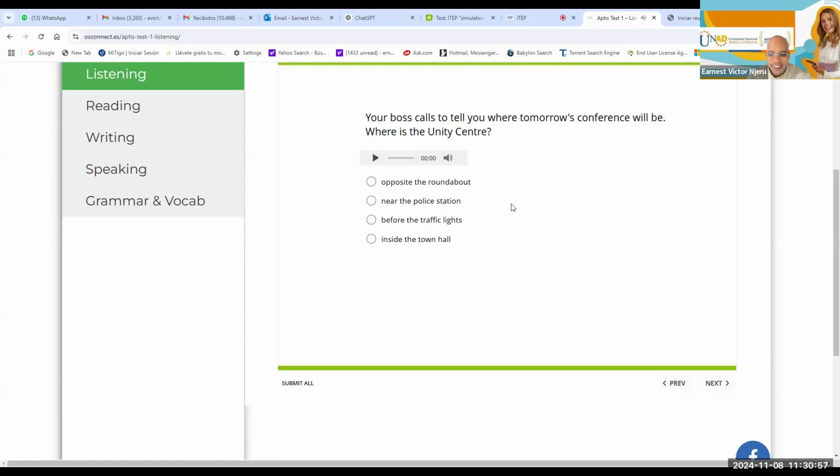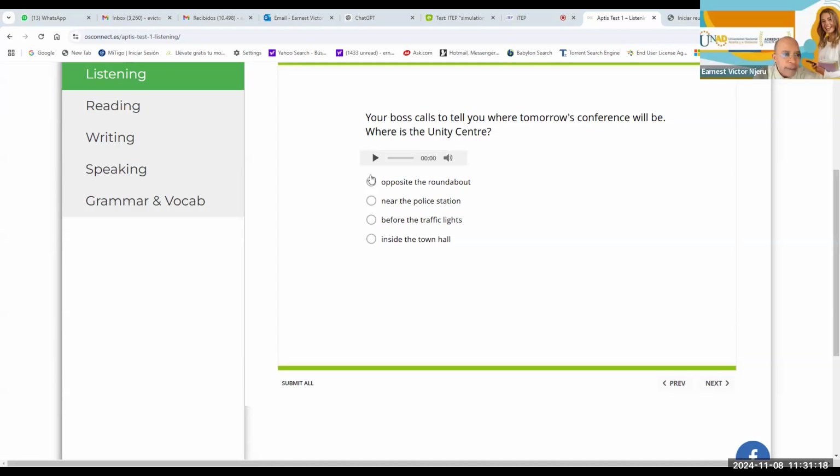Where? Near the police station. Very good. Excellent. So you see, teachers, it's very easy when you apply the tips that I told you. Pay attention to the key ones, especially in the middle and towards the end, and it will be okay.